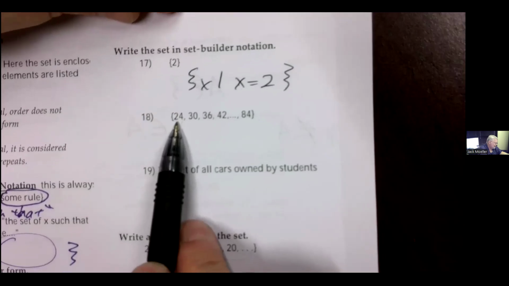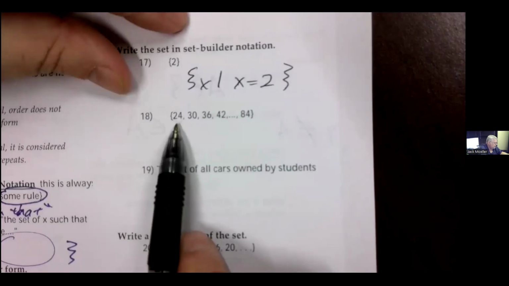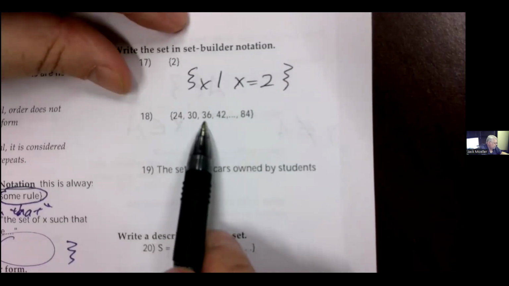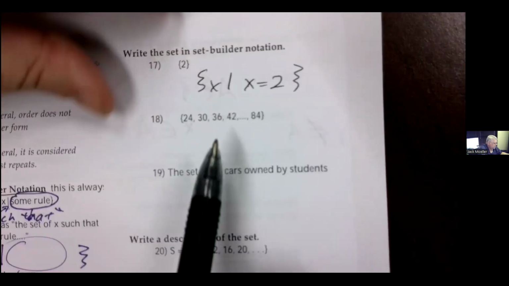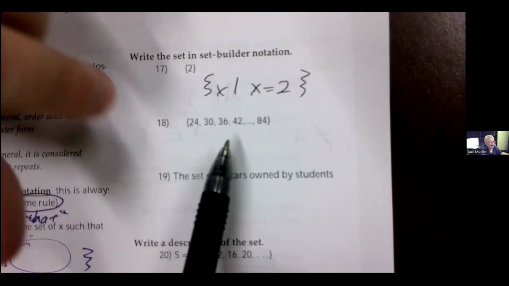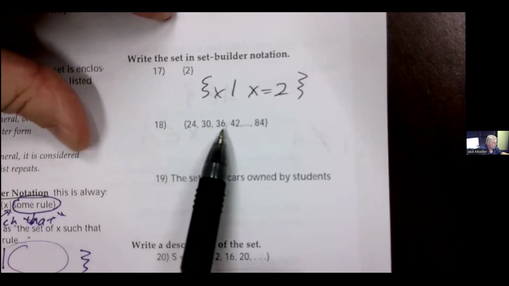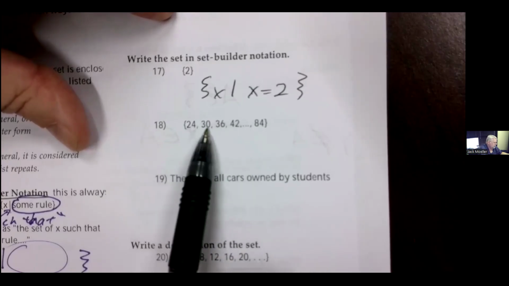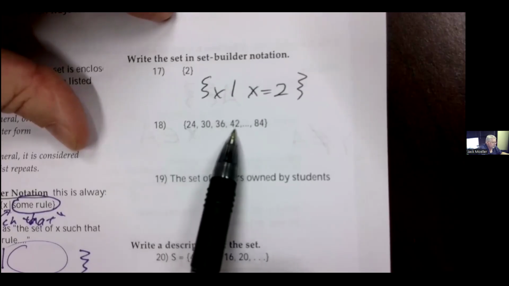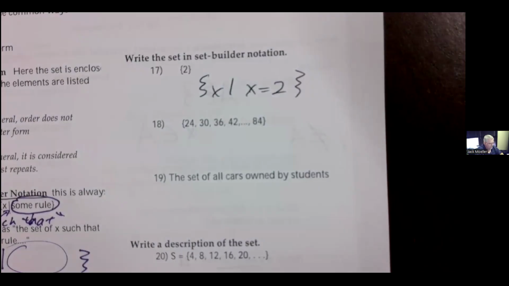So what about 18? Sometimes you have to do some pattern recognition with this stuff. So I'm doing 24, 30, 36, 42, 84. This one, we do a lot of multiples of numbers. So when you look at 24, 30, 36, 42, hopefully you recognize these as multiples of 6. So that's 6 times 4, 6 times 5, 6 times 6, 6 times 7, 84. If I do 84 divided by 6, I get 14.